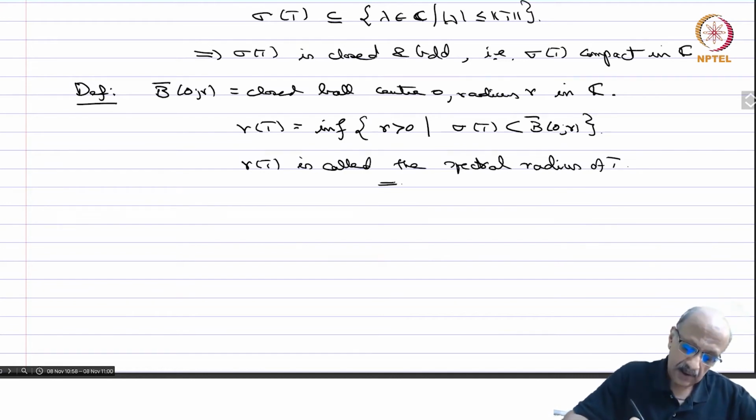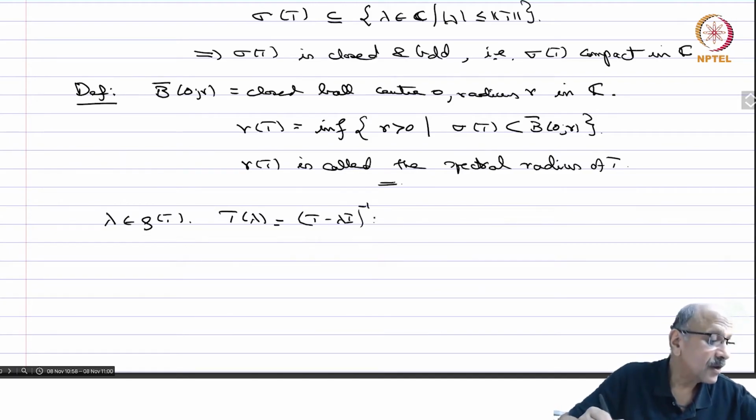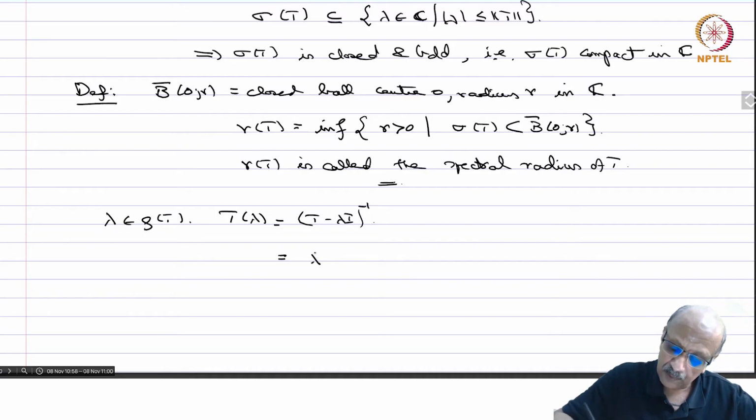So let lambda belong to rho of T, and then you define T_lambda equals (T minus lambda I) inverse. Now you can write T_lambda also in this fashion: I am going to pull out the lambda, so since there is an inverse outside, it will become lambda inverse into (1 by lambda times T minus I) inverse.